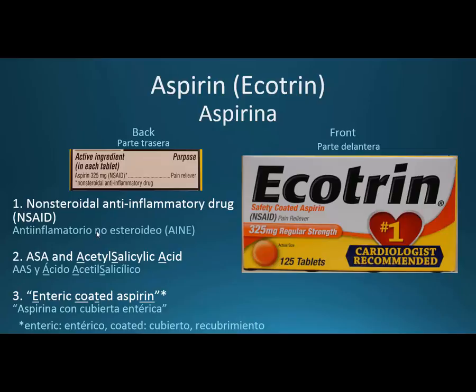And then part 3, it's enteric-coated aspirin. So aspirina con cubierta entérica. And it's enteric, so entérico means coated. Enteric means entérico, coated means cubierto, and recubrimiento.